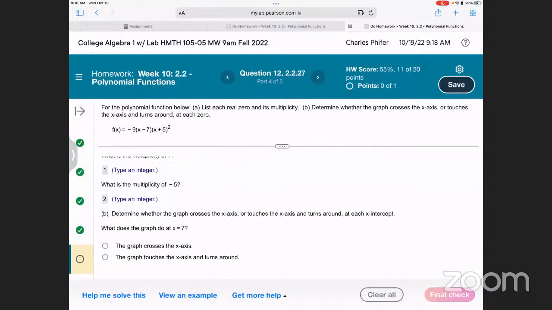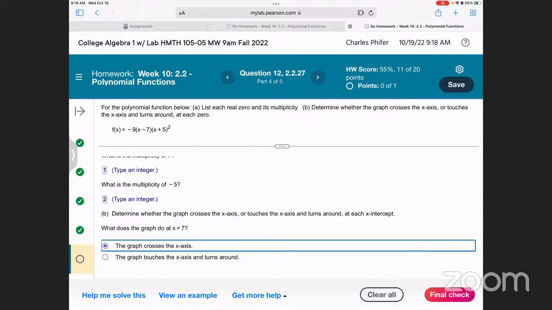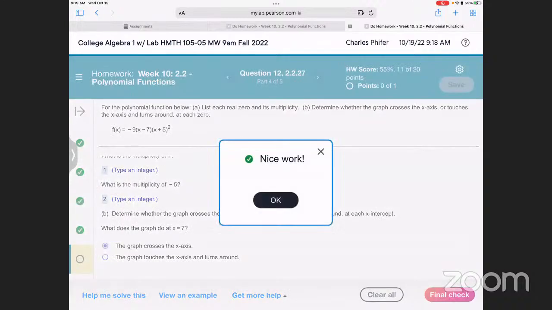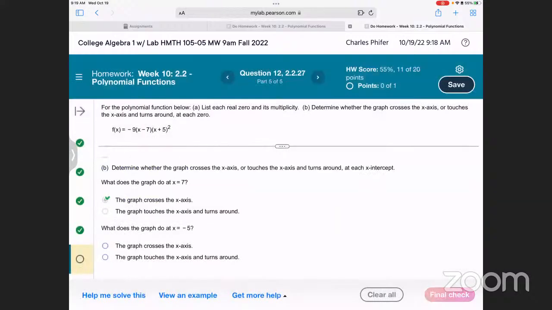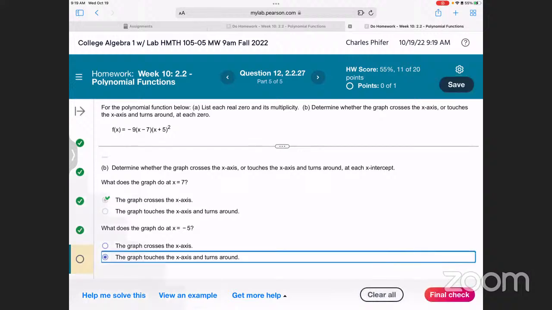Okay. So when x is 7, because the multiplicity is odd, it's going to cross the x-axis. Okay. And then when x is -5, because the multiplicity is even, it's going to bounce off the x-axis, or touch the x-axis and turn around.